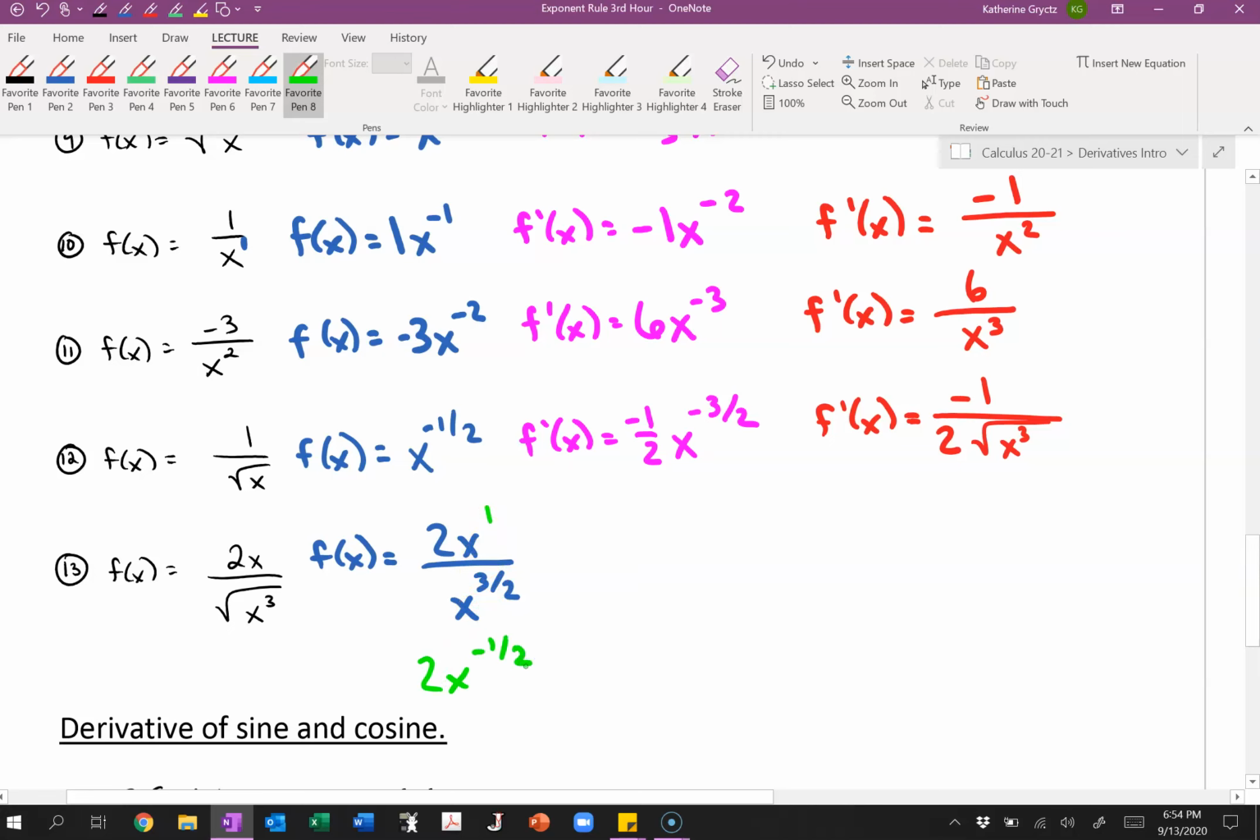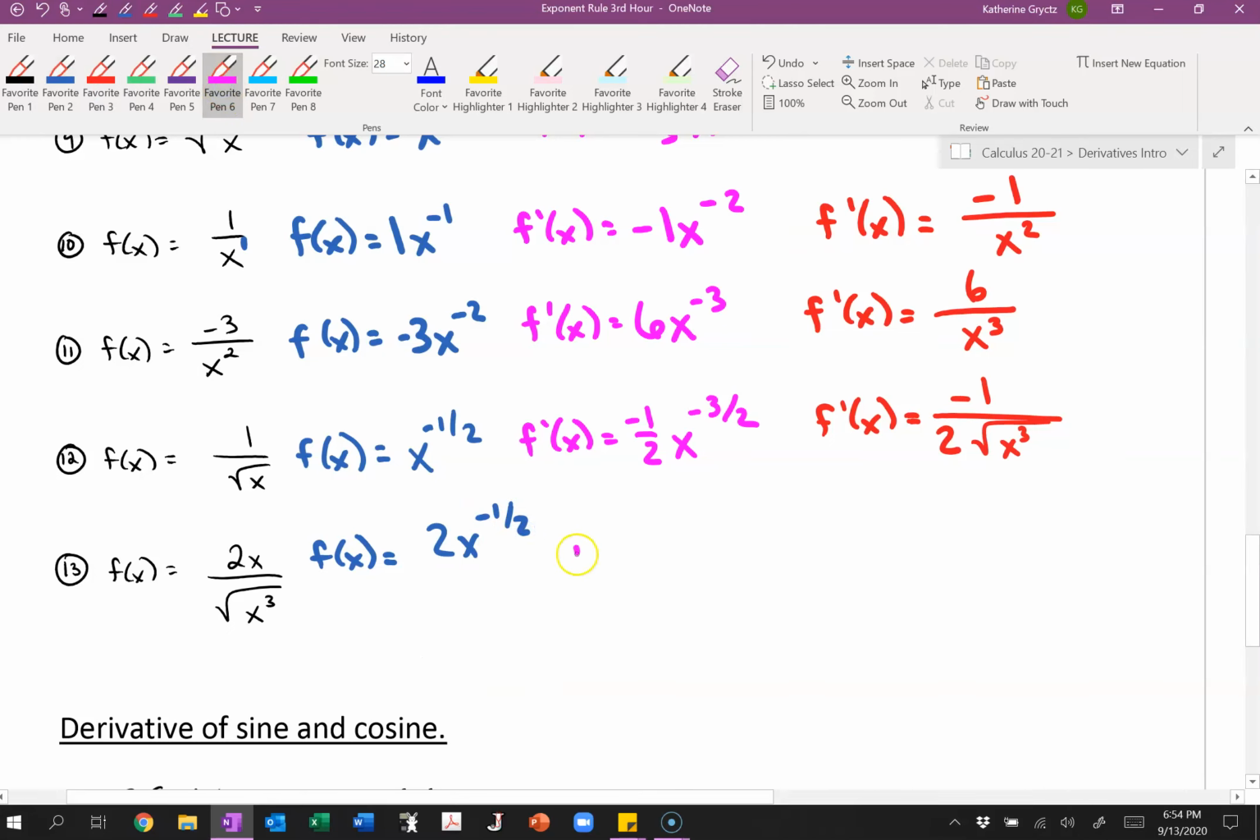Or if you don't prefer to do that, a lot of people will prefer to move that x to the 3/2 up to the top, but then it gets moved as negative 3/2. And when you have two x's next to each other that are multiplied, we add the exponents. And so we would add 1 plus negative 1/2, which is the exact same thing as subtracting those, which is what we just did. And so when we rewrite this, we're going to rewrite it with just a single x that has a negative 1/2. Okay, so we had to combine our terms.